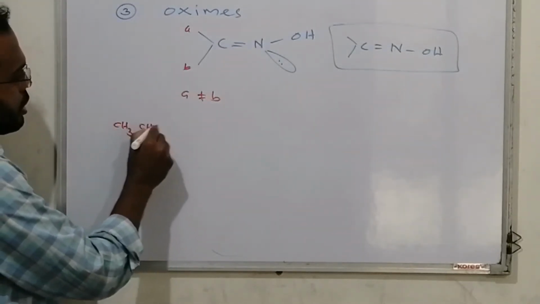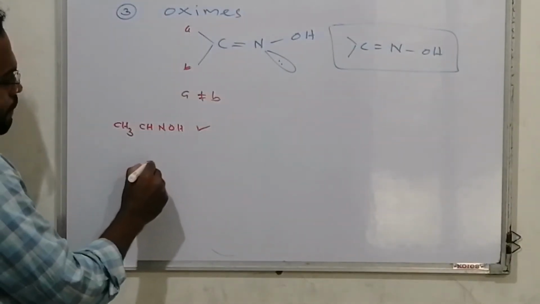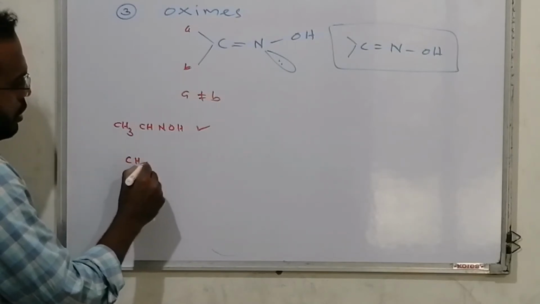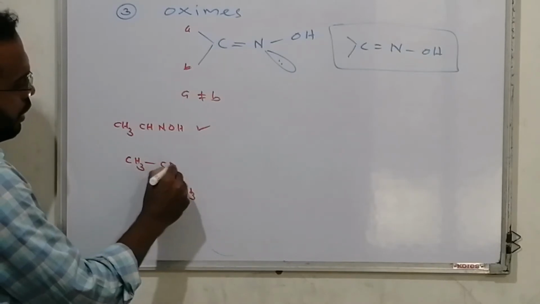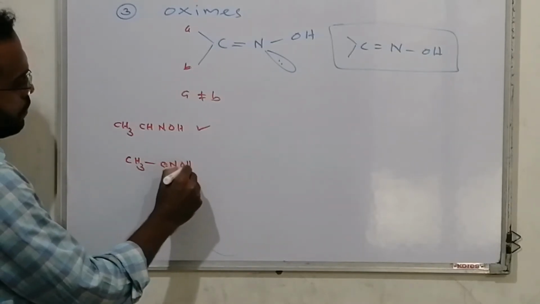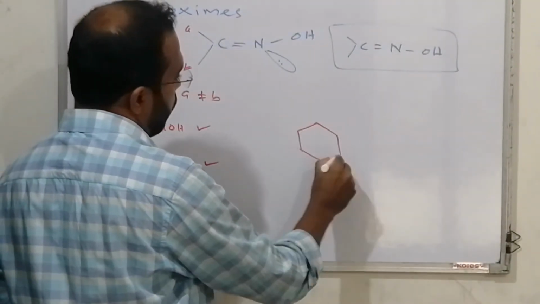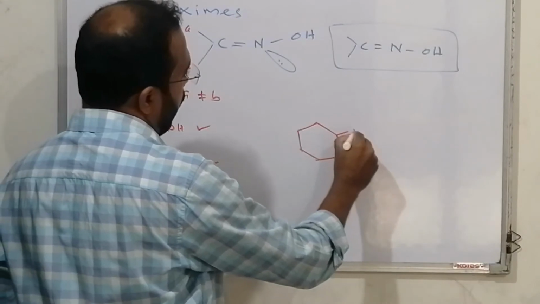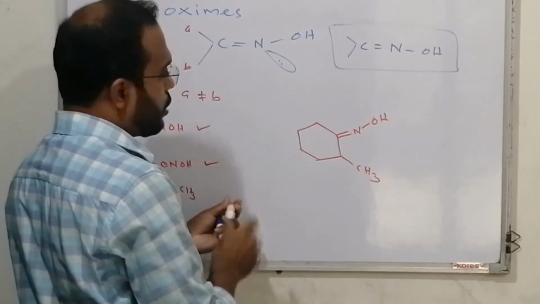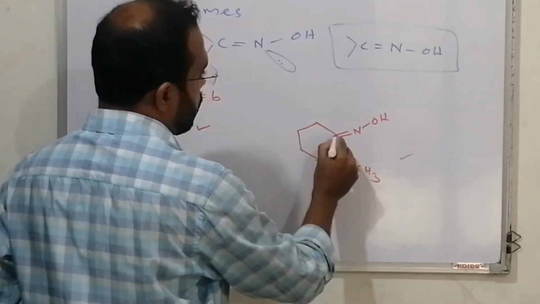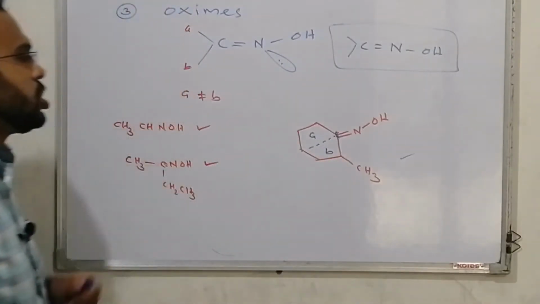CH3 CHNOH. Example. Another example, CH3 CH2 CH3 C double bond NOH. This also shows geometrical isomerism. Another one, very beautiful example. Look here. NOH. I just make a CH3 here. This shows geometrical isomerism, students, because this is a carbon. If you divide, this is A, this should be B. Okay, this shows geometrical isomerism.